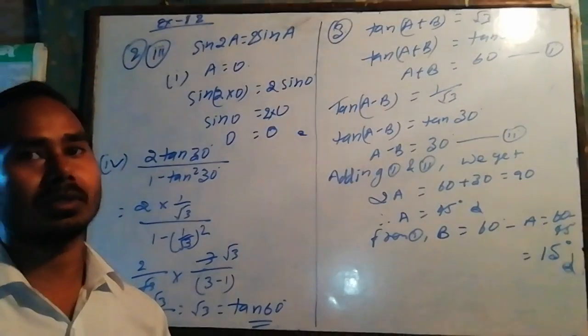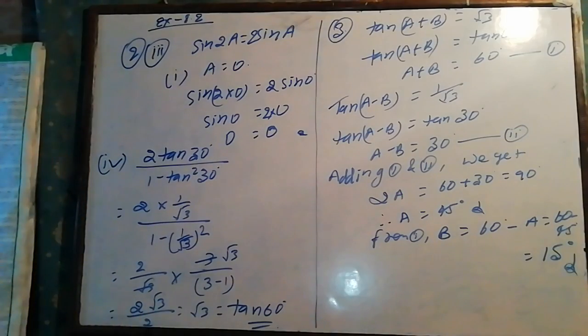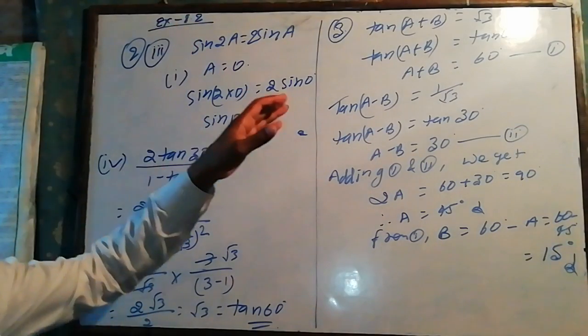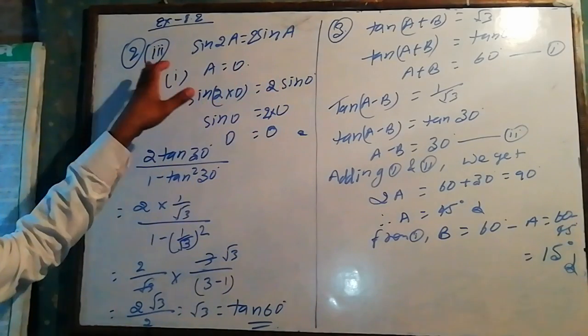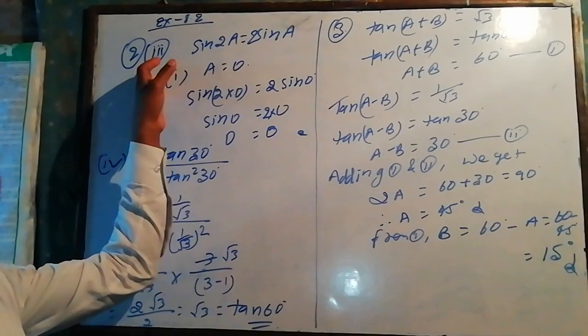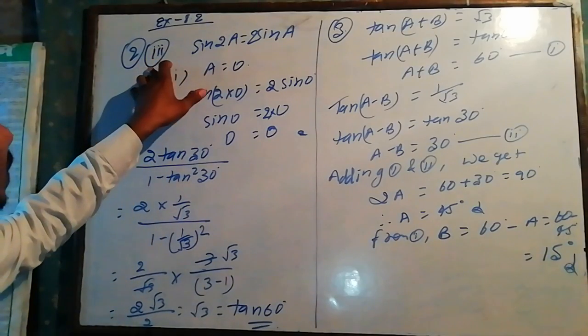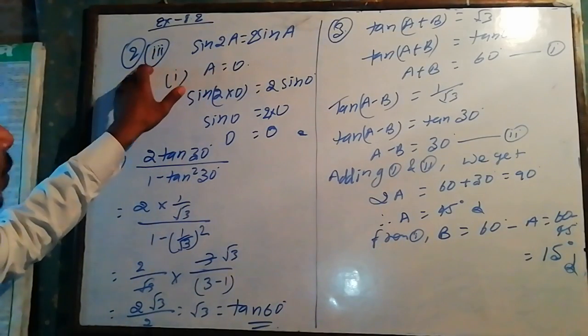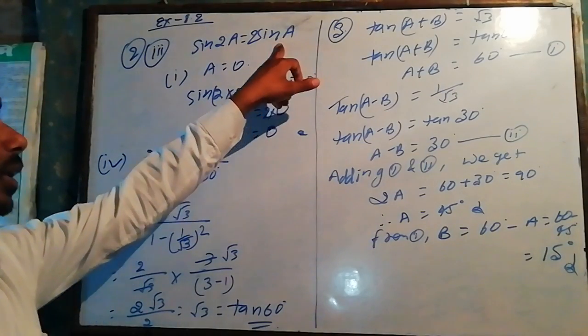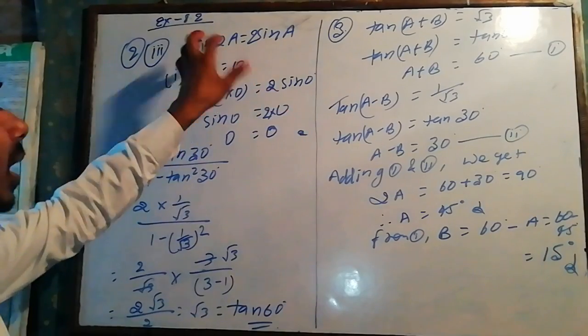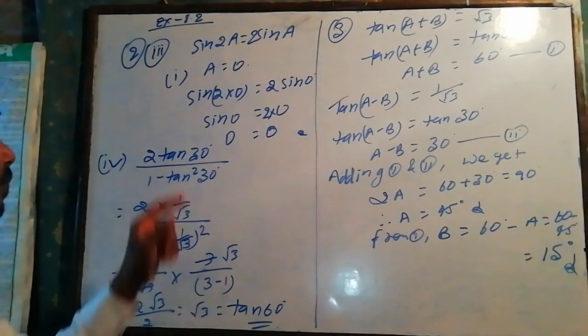Today I will discuss the remaining part of exercise 8.1 from the previous class. From question 2, we will solve question 3. It is given that sin 2A equals 2 sin A. At what value are they equal? We will have to check the options first.